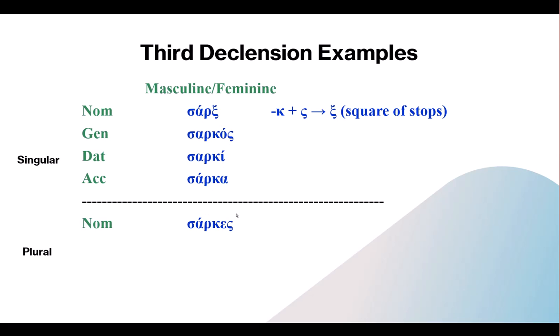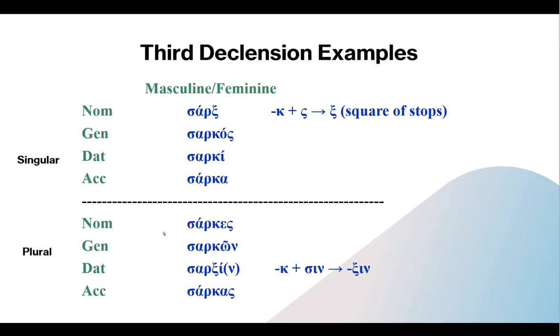And then the plurals. This is a feminine noun, so it comes under the masculine feminine category. The plurals are sarkes, sarkon, sarksin, and sarkas. And again, we have the square of stops in play here. We have the kappa at the end of the stem combining with sin from the ending, giving us xin with that xi. So sarksin. But you can still see the endings here.